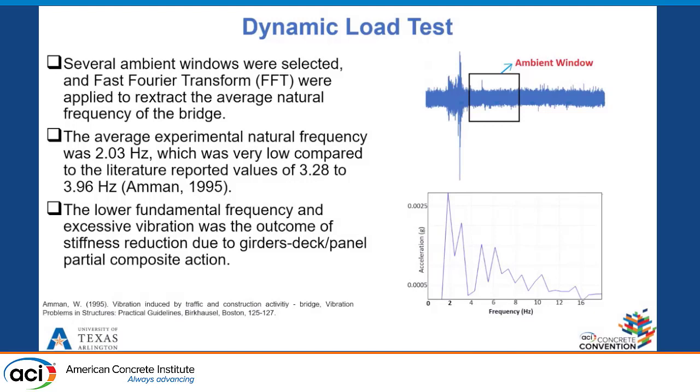The natural frequency of the southbound Wilson Creek Bridge was extracted from the dynamic vibration data by applying a fast Fourier transform. FFT was applied to the ambient window data to convert the time domain data into the frequency domain and separate the individual frequencies and amplitudes of the signals. However, the experimental natural frequency was 2.03 Hz, which was very low compared to the values in literature due to the development of cracks and decreases in the stiffness of the deck-girder system.